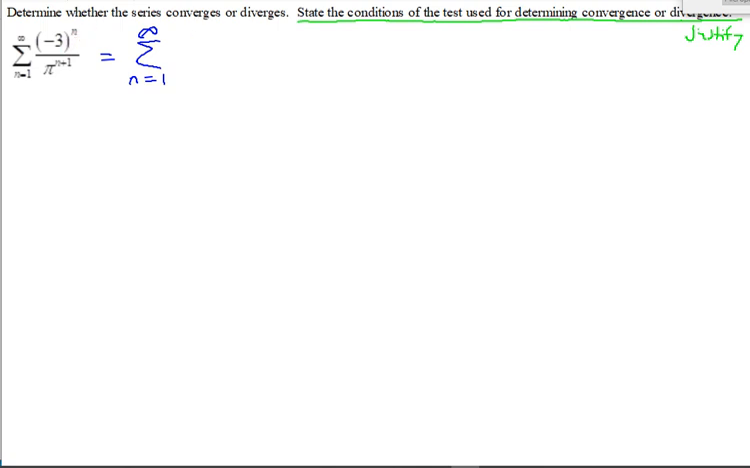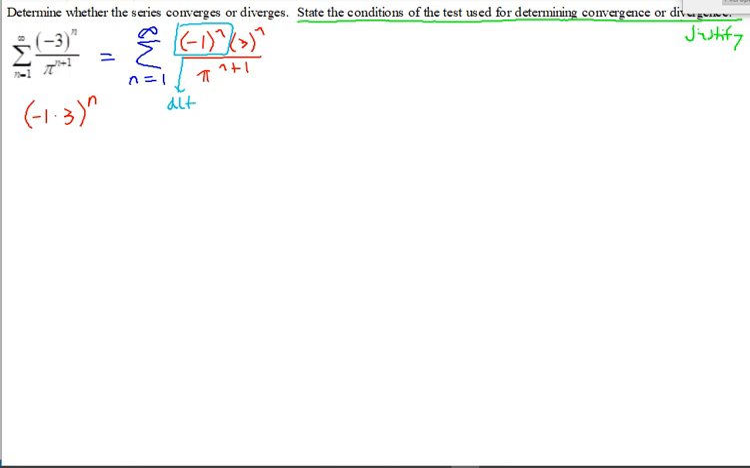If you split up this (-3)^n, notice that you could write that as (-1 times 3)^n, because -1 times 3 is the same as -3. And then you can split up (-1)^n and 3^n. So it could also be written like this: (-1)^n times 3^n over pi^(n+1). And then it's a little easier to see that this is an alternating series because of that (-1)^n.